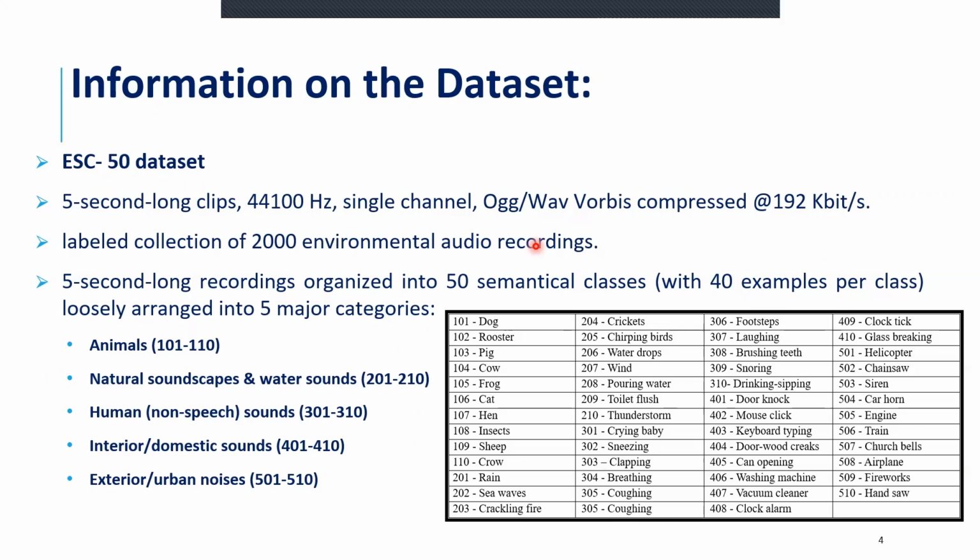And in this project, we're using the ESC-50 dataset, which is a labeled collection of 2,000 environmental audio recordings. It has 5-second long recordings organized into 50 semantical classes with 40 examples per class. And it has 5 major categories, which are animals, natural soundscapes and water sounds, human non-speech sounds, interior domestic sounds, and exterior urban noises.